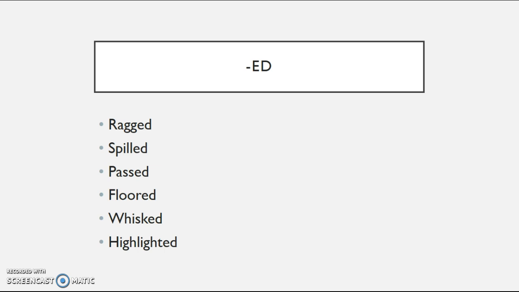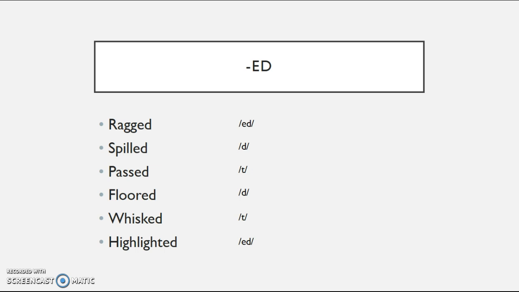Alright, so let's see how you did figuring out which phoneme is being represented by ED in each of the following words. So our first word is ragged, and that would be the ed sound being represented. Spilled, just the D sound. Passed, that T sound. Floored, D sound. Whisked, that T. And then highlighted, the ed sound.